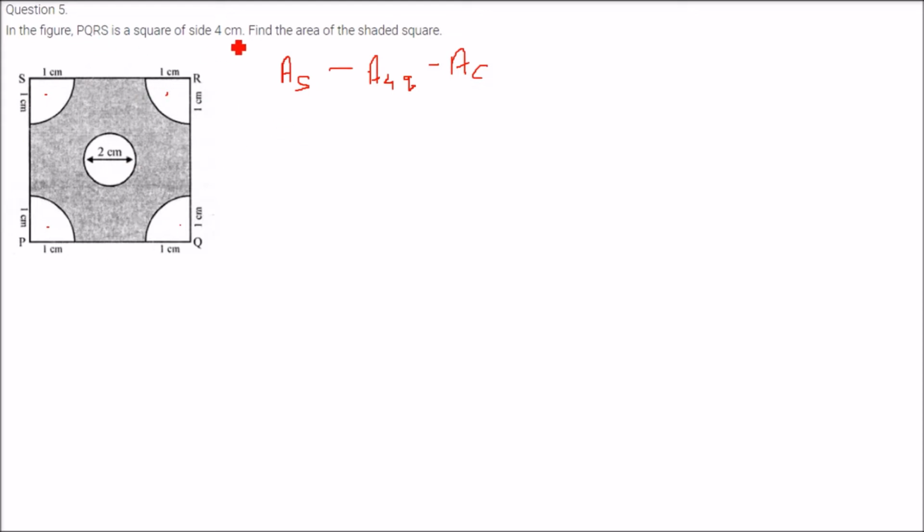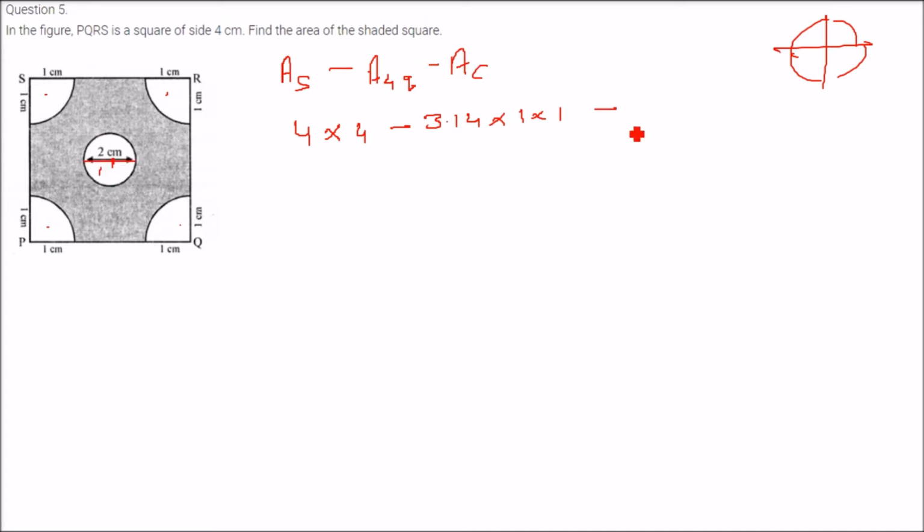So what is the area of this square? Because it is given 4, we know that the area of the square is side square. So it will be 4 into 4 side square minus area of 4 quadrant. Again, we have 4 quadrants, so 1, 2, 3, 4, they are making a circle because the radius are same. So what is the area of the circle? It will be pi r square. If you combine these all 4, so it will be pi r square. It is 3.14 into r. What is r? 1 into 1 minus.